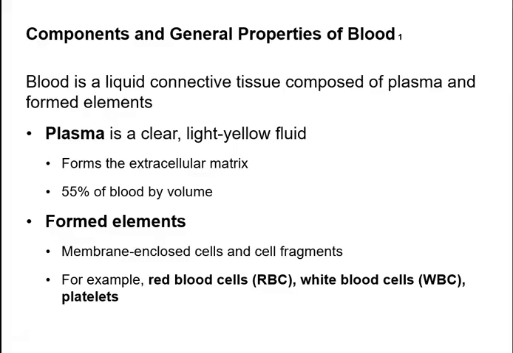The formed elements are the second component of blood, and these are going to be made up of your red blood cells, also known as erythrocytes, your white blood cells, also known as leukocytes, and your platelets, which I mentioned previously, are little fragments of cells that are primarily used for forming clots.